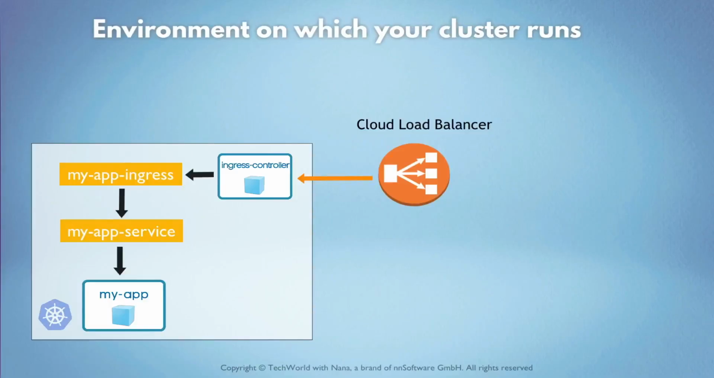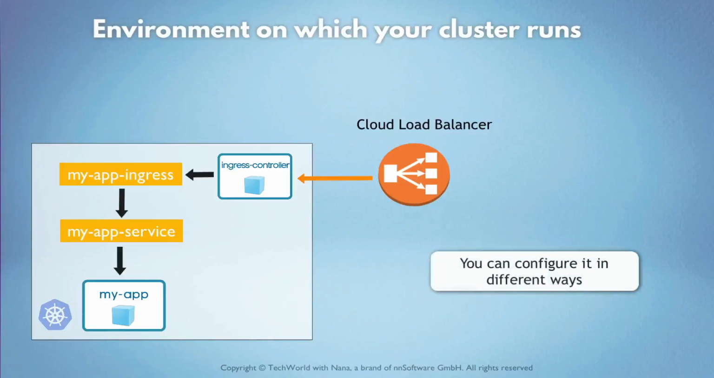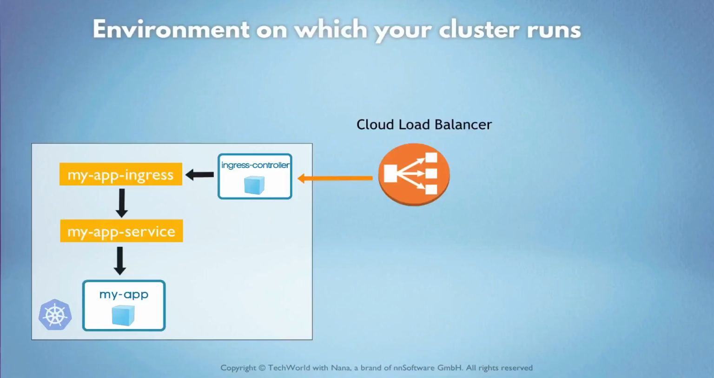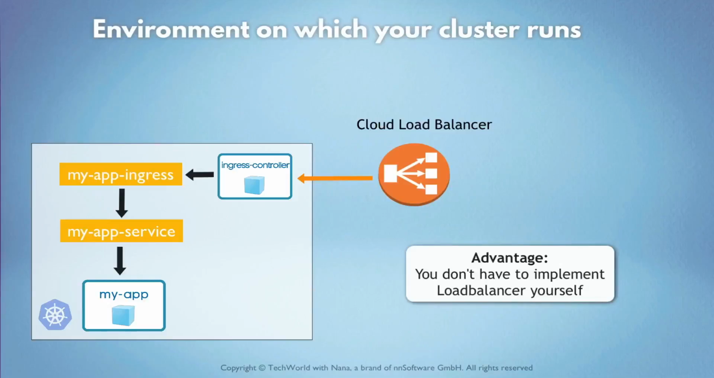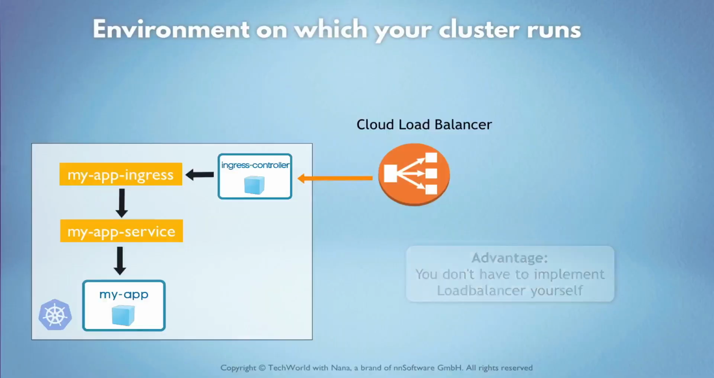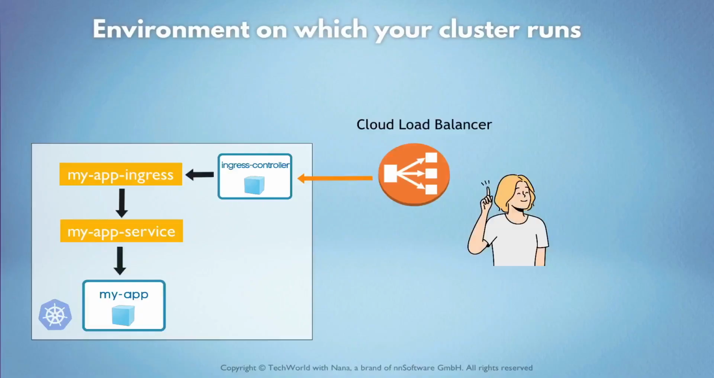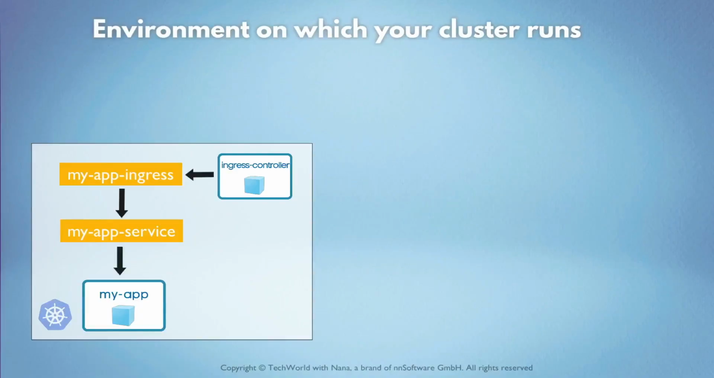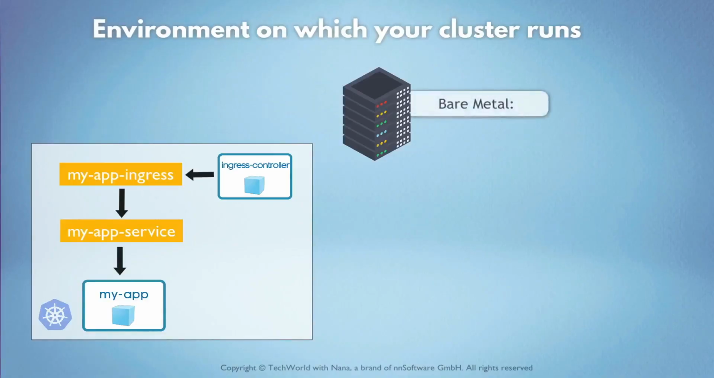Now, this is not the only way to do it. Even in a cloud environment, you can do it in a couple of different ways, but this is one of the most common strategies. An advantage of using a cloud provider for that is that you don't have to implement a load balancer yourself. So with minimal effort, probably on most cloud providers, you will have the load balancer up and running and ready to receive those requests and forward those requests then to your Kubernetes cluster. So very easy setup. Now, if you're deploying your Kubernetes cluster on a bare metal environment, then you would have to do that part yourself.